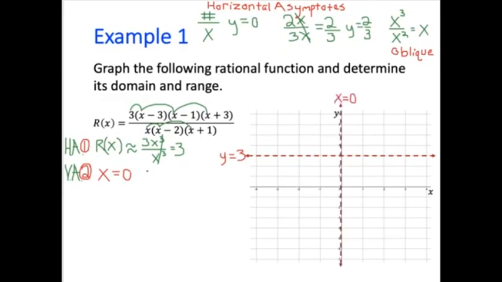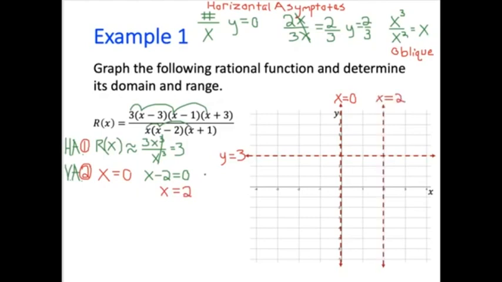The next factor is x minus 2. So I'm going to take x minus 2, and I'm going to set that equal to 0. To solve this, we just need to add 2 to both sides. When we do that, we're just going to end up with x equals 2. So let's go ahead and draw that asymptote.